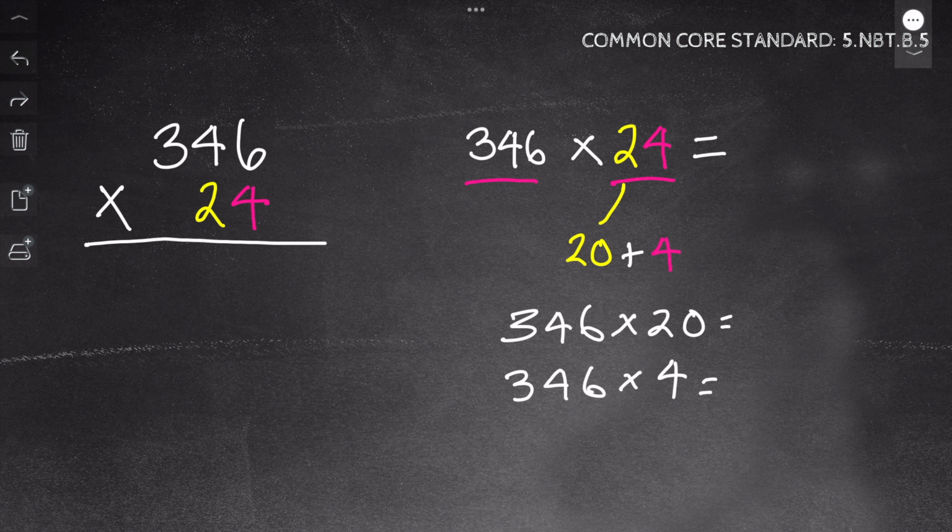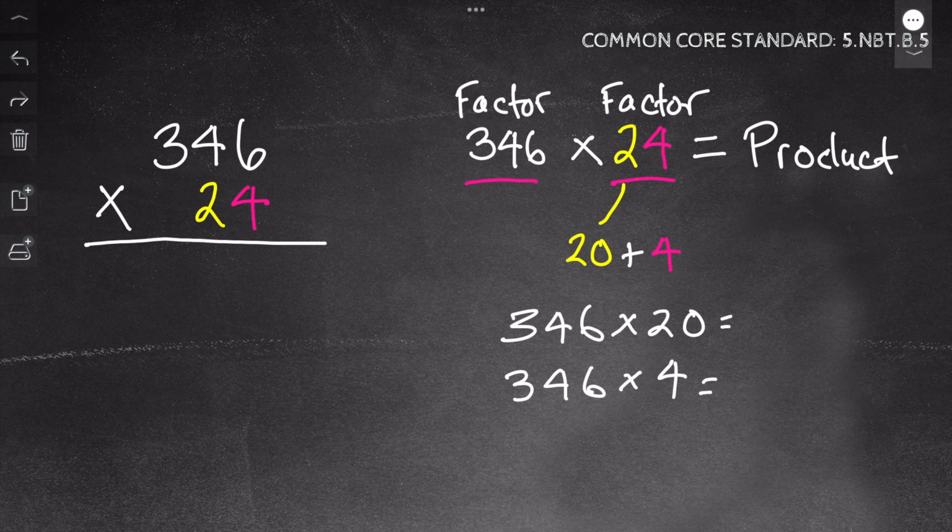In addition, when we multiply, we call our first number that we multiply a factor, and our second number is also called a factor. And our answer is called a product. So when we get these two partial answers, these are called partial products.